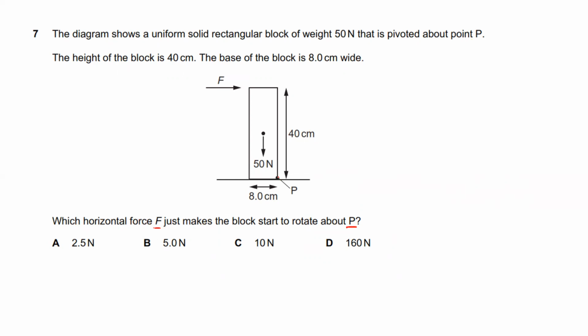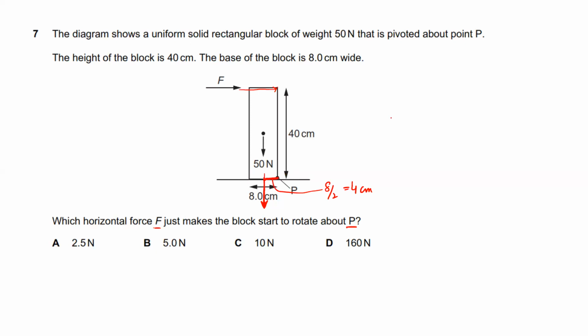So this is our point P. We have to basically calculate the moments about this point. This is the distance, and this is the force acting here. Similarly, the weight is acting downward, and the distance of the weight is in this direction. This distance is 8 by 2, 4 centimeters, or half of this length.